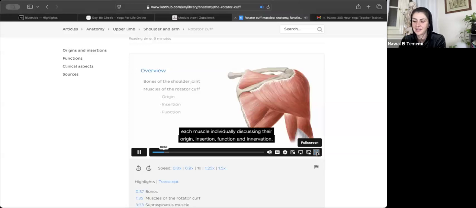And of course, in order for this muscle to perform its functions, it requires innervation. This means the supraspinatus is innervated by the suprascapular nerve, which arises from the superior trunk of the brachial plexus.